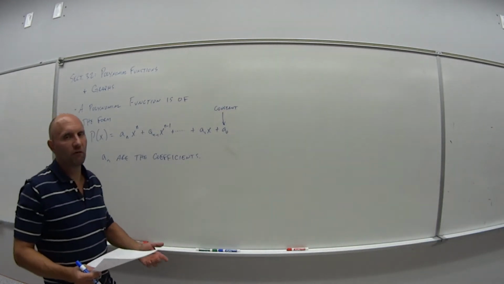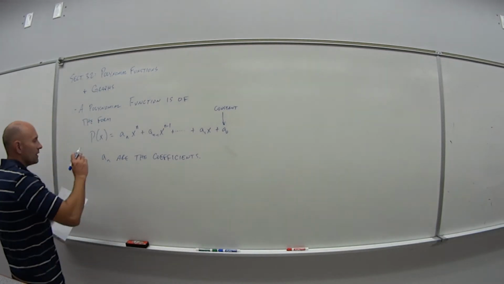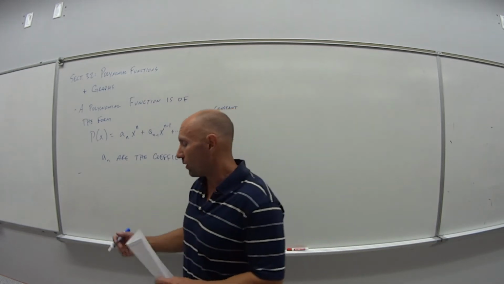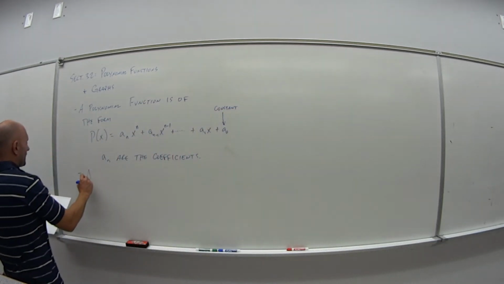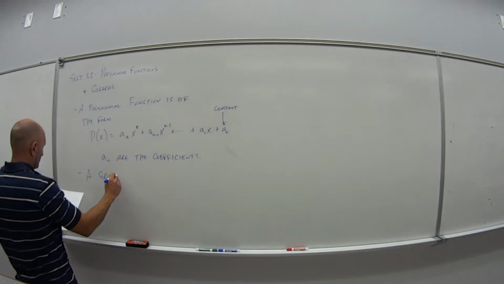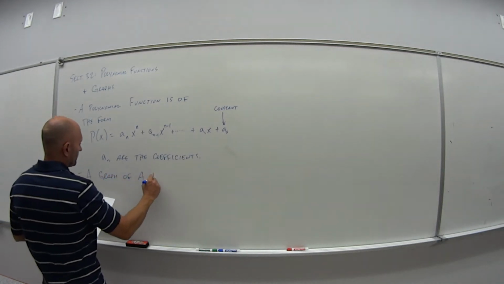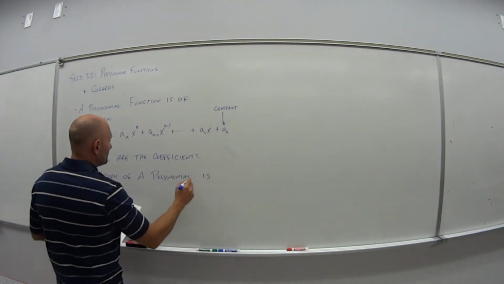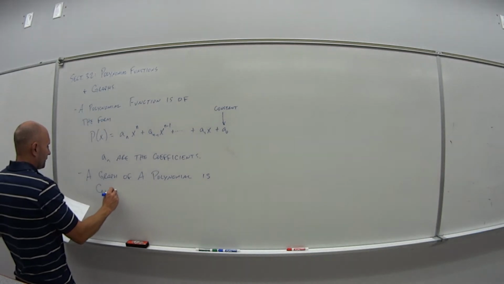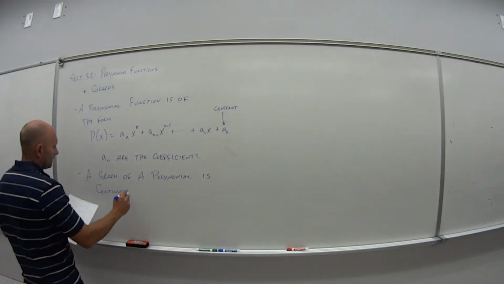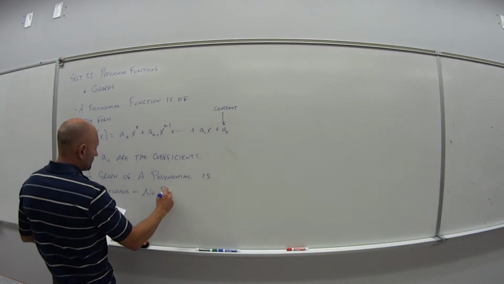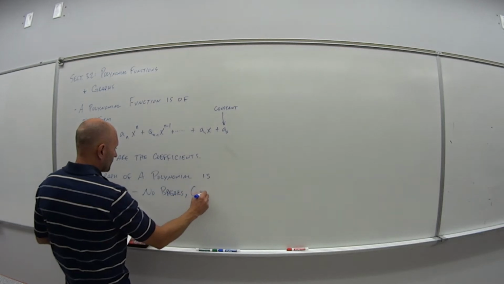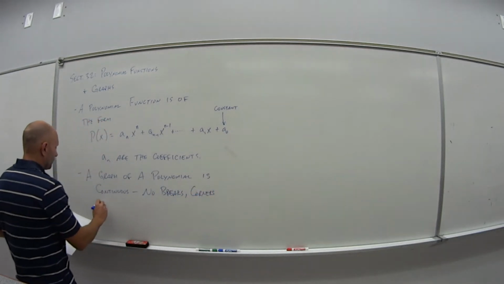One thing about the graph of a polynomial. If you are tasked with sketching a polynomial, one thing you have to know is that a graph of a polynomial is continuous. And what that means is that there's no breaks, corners, or cusps.